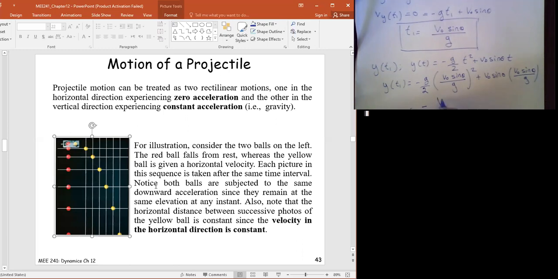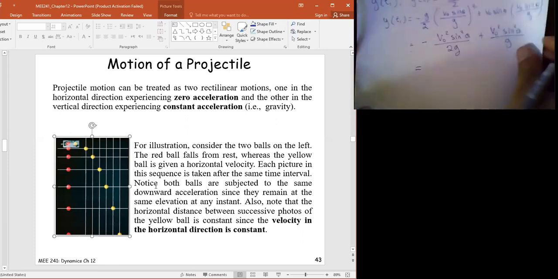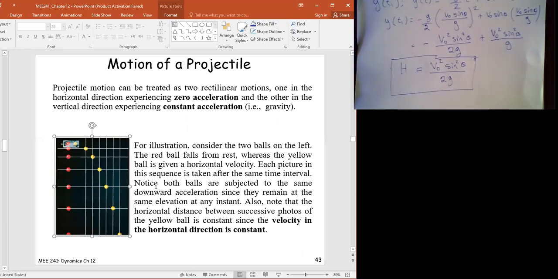So the first one is going to be minus v0 squared sine squared theta over 2g. And then here you're going to have v0 squared sine squared theta over g. So it's like you have minus 1/2 plus 1, which is going to be equal to 1/2, right? So that will be equal to v0 squared sine squared theta over 2g. So let's call this h. So this is the maximum height of a projectile. Any questions on that, guys?